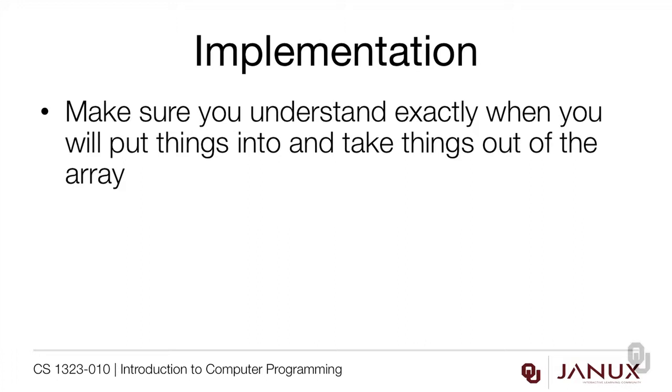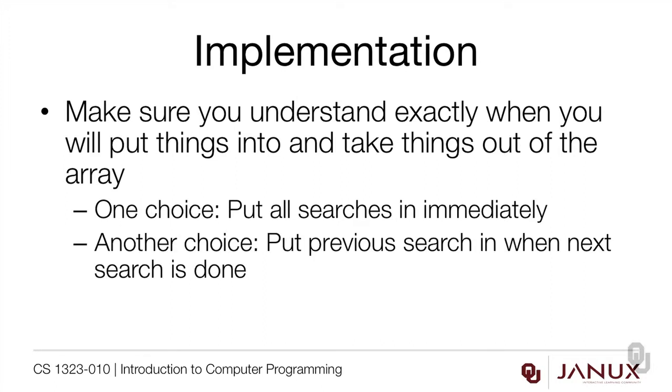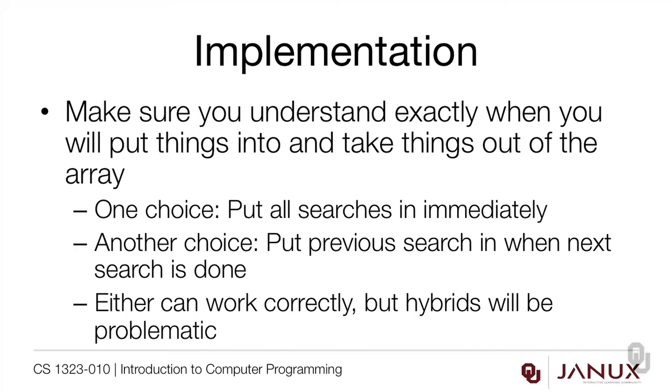Now, as we go to implement this, we need to make sure we understand exactly when we're going to put things into and take things out of the array. There are actually two different ways it could be done. One choice would be to put in all the searches immediately when you do them. The other choice is to put the previous search into the array just when you do the next search. Now, either one of these can be done correctly, but where you're going to get in trouble is when you do a hybrid, when you sometimes do it one way and other times do it the other way. So it's important to have a plan going in. Now, the plan I'm going to use is putting the previous search in when the next search is done. Like I say, neither one of these choices is better. It's just important that we're consistent.